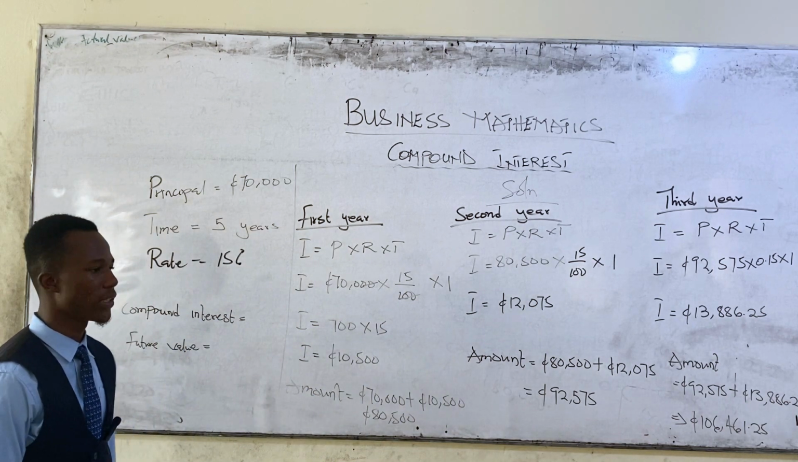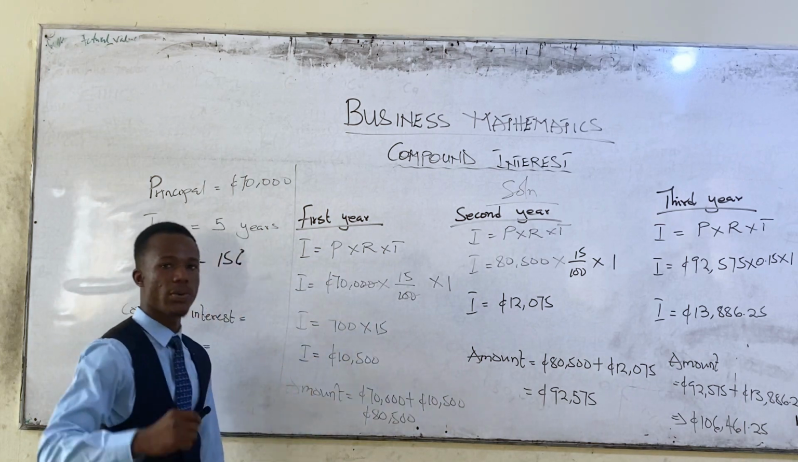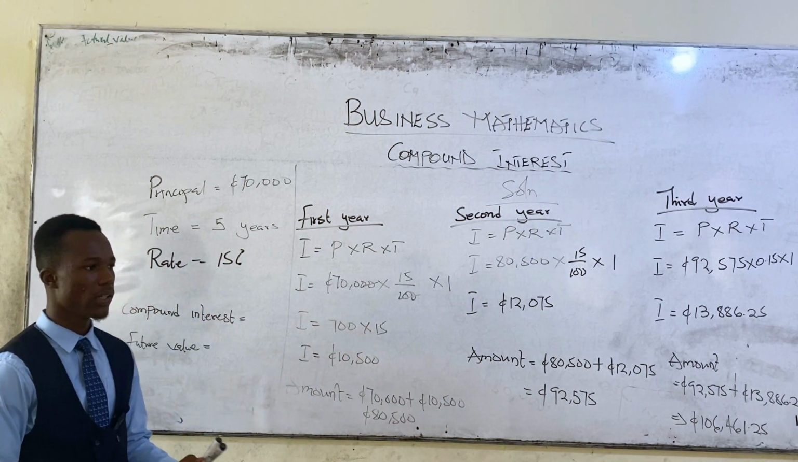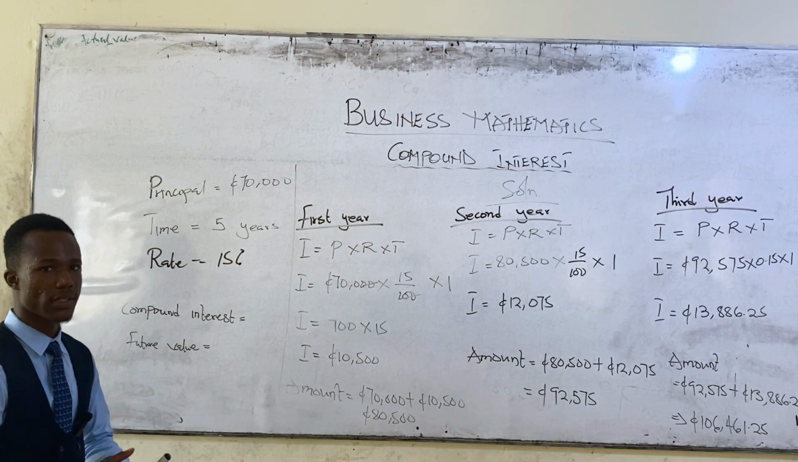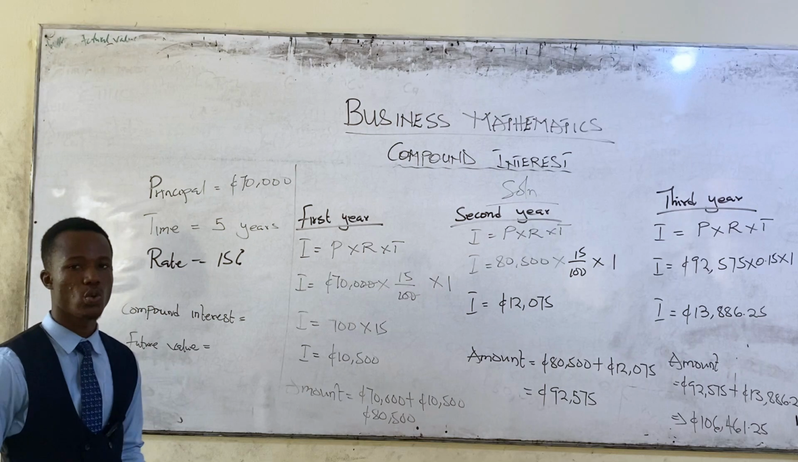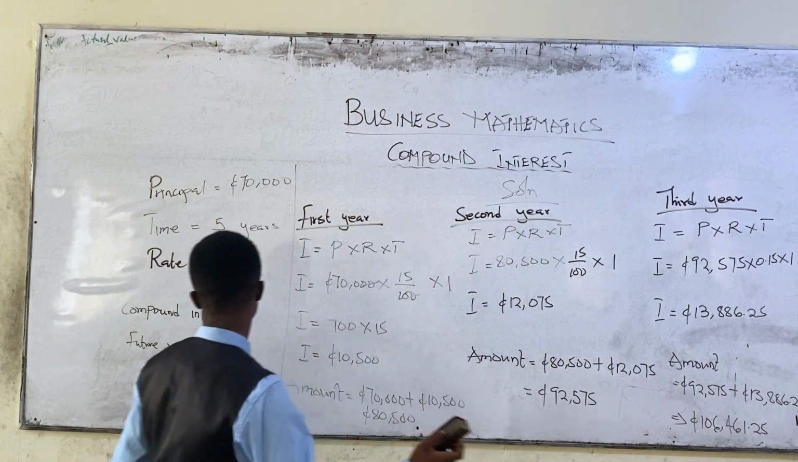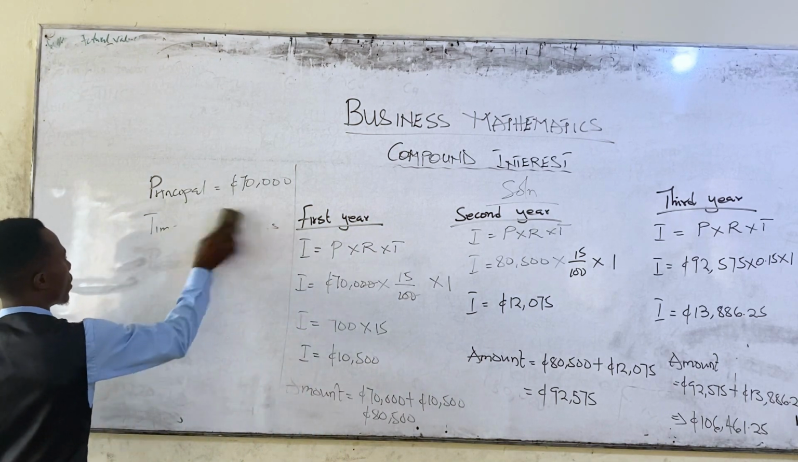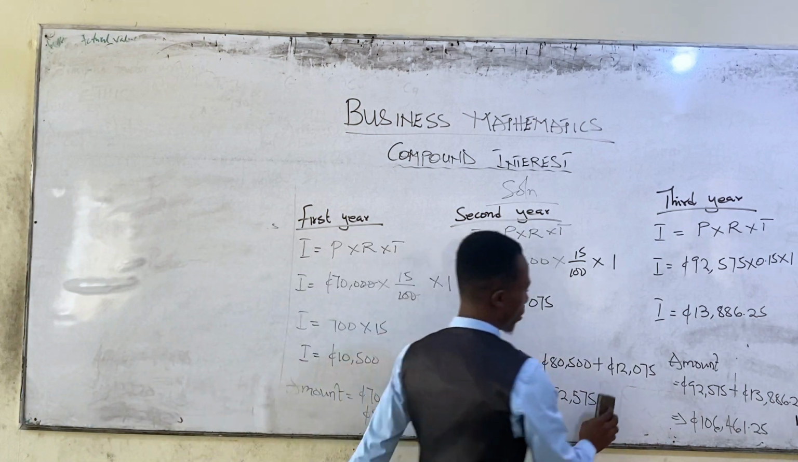Then let's look at this. In a situation whereby the rate is given semi-annually, or the rate is given monthly, or quarterly, then how are we going to do it? That is what we are going to do in our next subtopic. Okay, so let's quickly run through it. It's very short and we'll just finish with it.